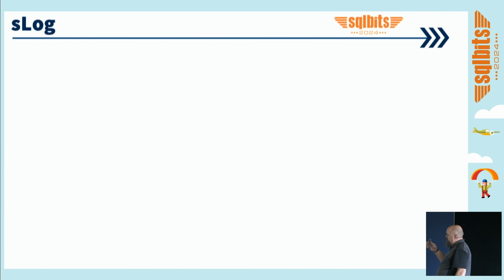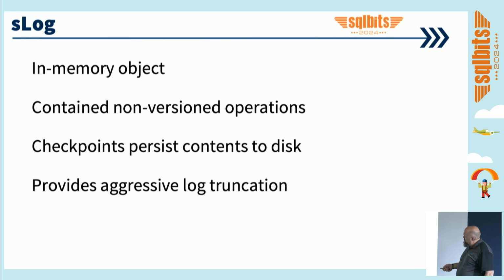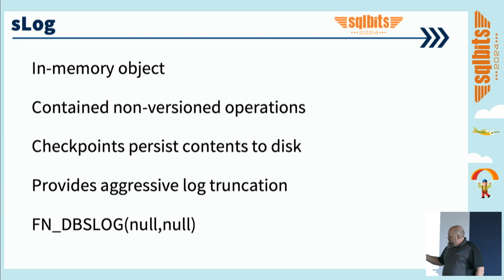So first, let's talk about the S-log. The S-log is an in-memory object. There is at the very end, I actually have, let's see, it'll just drop down there. I should put that first. If you've ever used fn_dblog to interrogate your log file, they introduced a new one called fn_dbslog that you can kind of interrogate and see what's going on. It is an in-memory object, so it's not like I can select star from that table or whatnot and actually see the contents of it. The only way I can find to actually see what's in there is in that function.